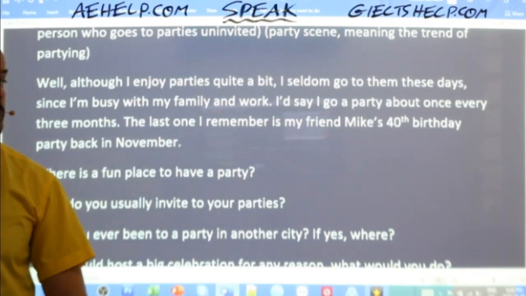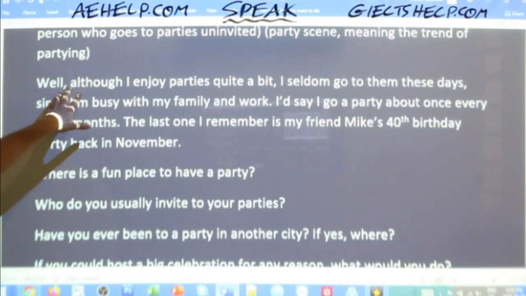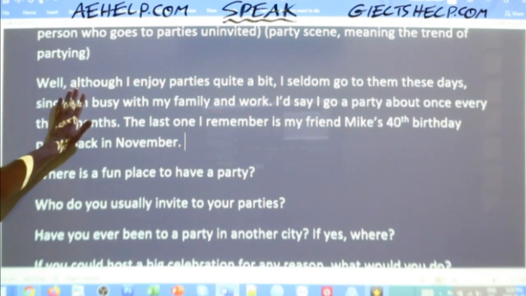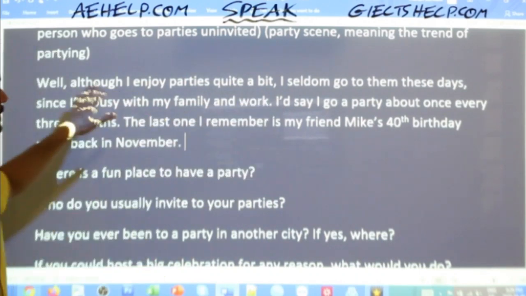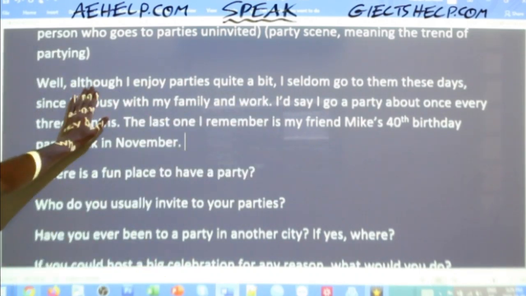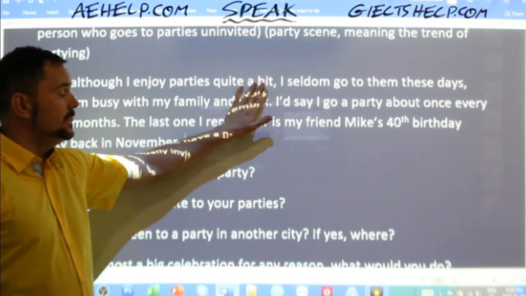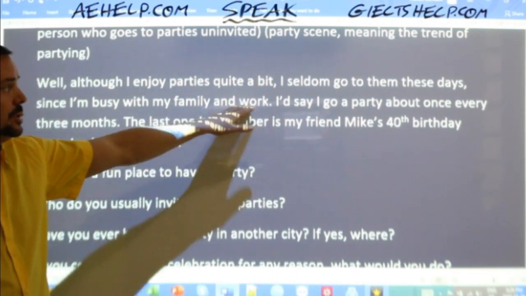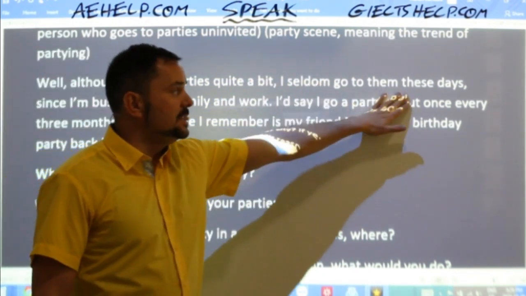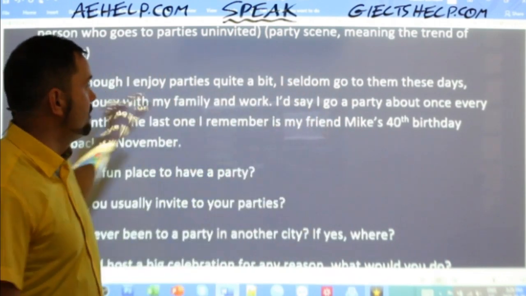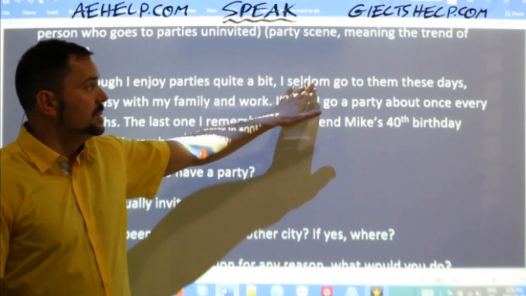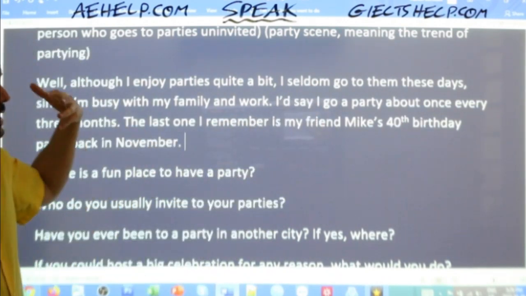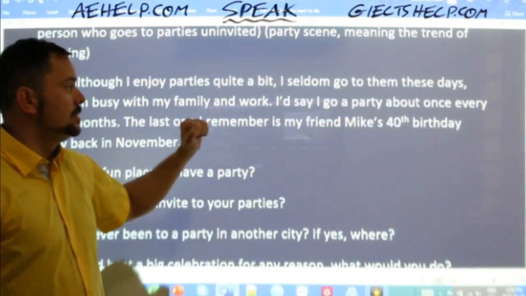All right, notice what I'm doing here. So immediately I'm showing a complex sentence, although I enjoy parties quite a bit. Quite a bit is a nice natural expression. I seldom go to them these days. So I answer the question. In that first line, I have a very clear answer, seldom. Seldom matches with the how often question, okay?